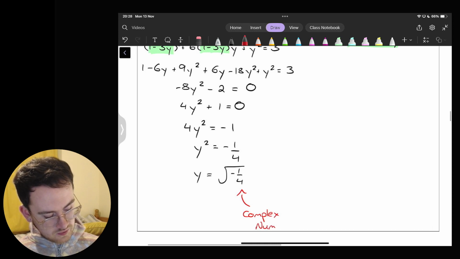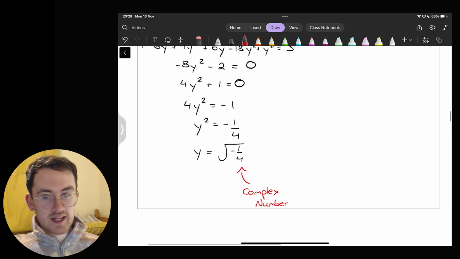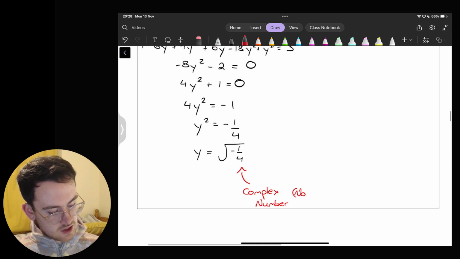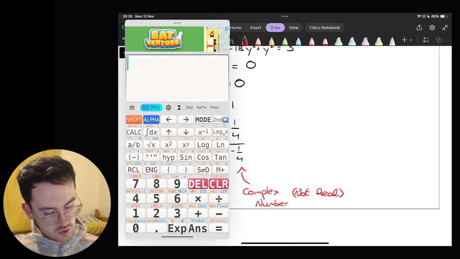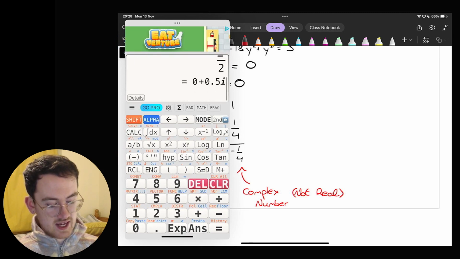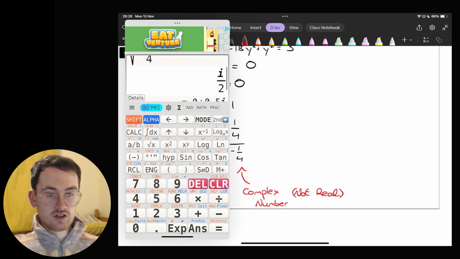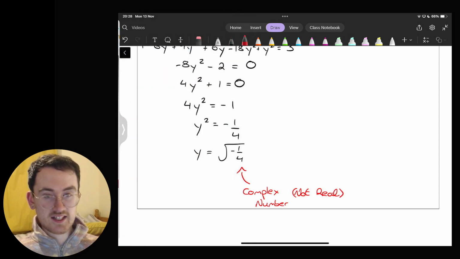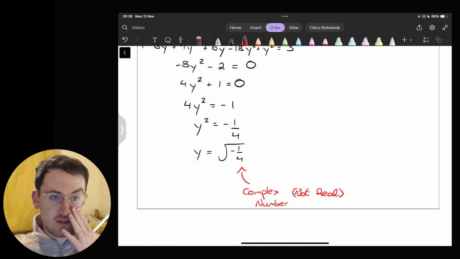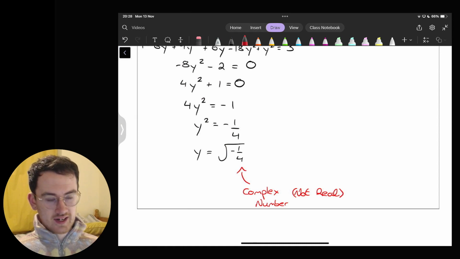Okay, we should hopefully recognize that as being a complex number. And what I mean by that is it's not real. If you type that into your calculator, we get a solution that doesn't work out for us. We can't have the square root of a negative number. They're giving it to us here as i, which is a complex number. Your own calculator might just give you an error trying to do the square root of a negative number.